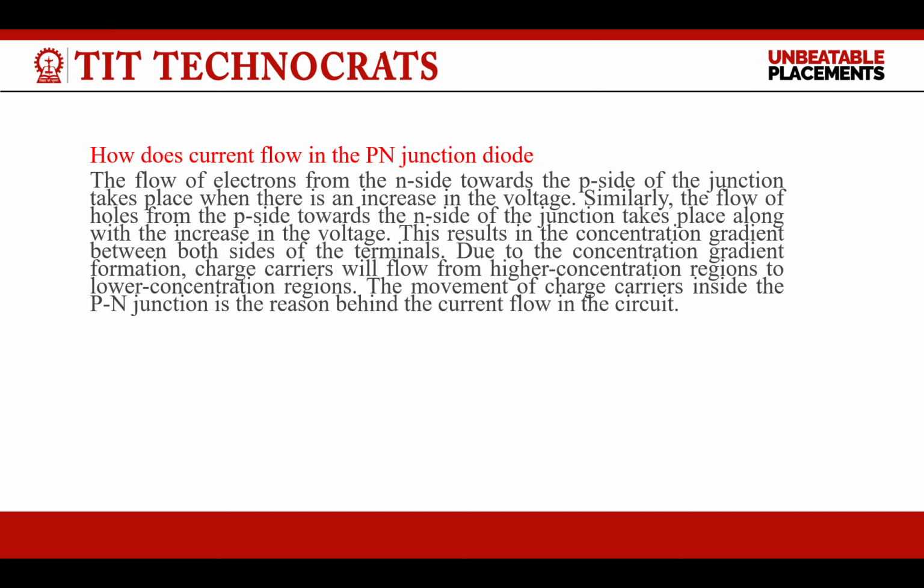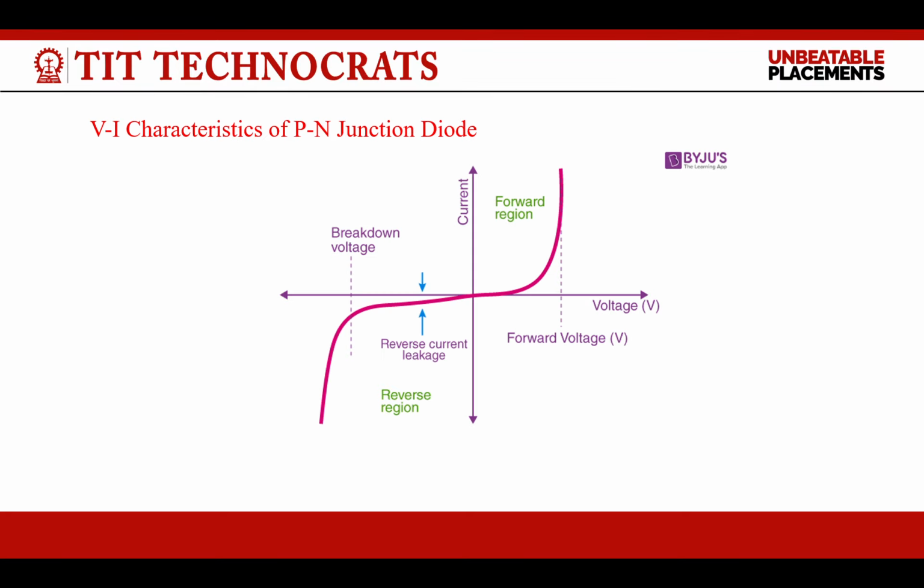The flow of electron from N side towards the P side of the junction takes place when there is an increase in the voltage. Similarly, the flow of holes from the P side towards the N side of the junction takes place along with the increase in the voltage. This results in the concentration gradient formation. Charge carriers will flow from higher concentration region to low concentration region. The movement of charge carriers inside the PN junction is the reason behind the current flow in the circuit.